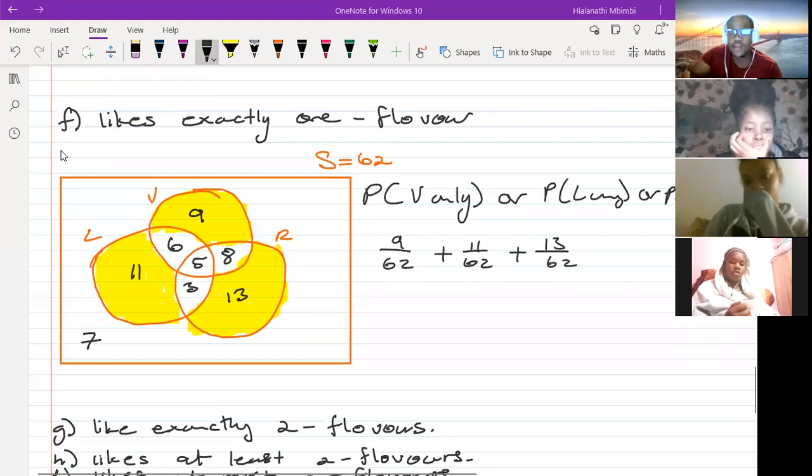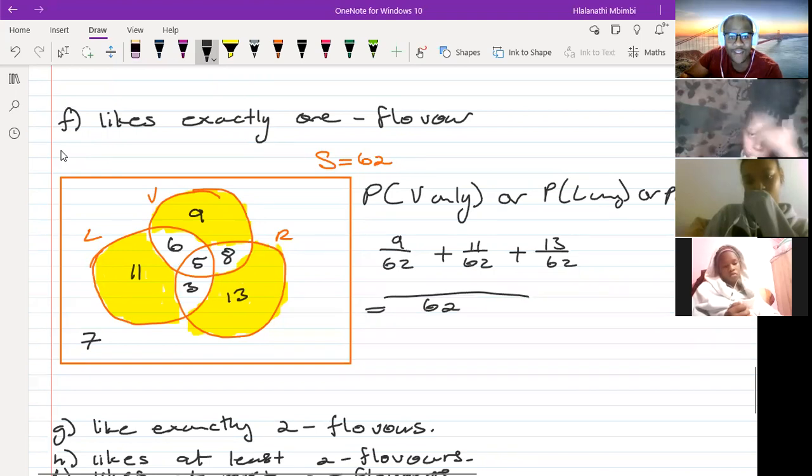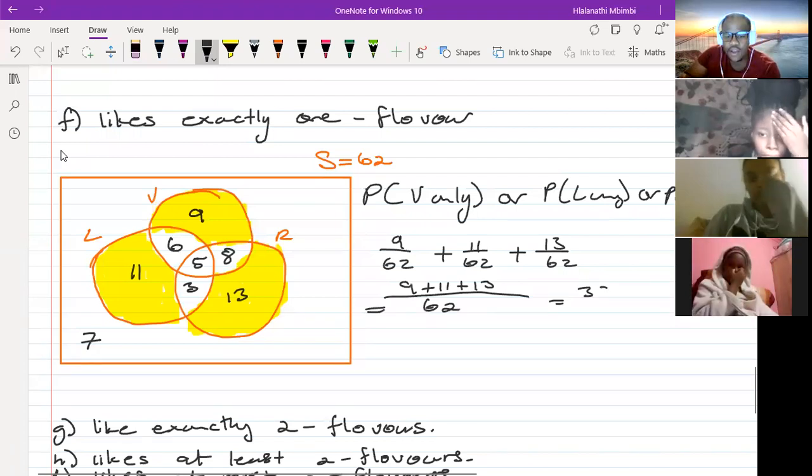Okay, so this now is becoming quite easy. I remember in grade 4 learning how to add fractions. They say if it's the same denominator, we just add like that. That's going to give us 33.